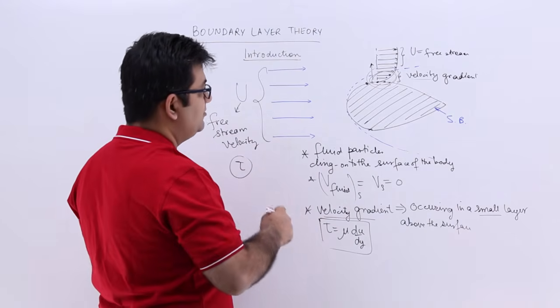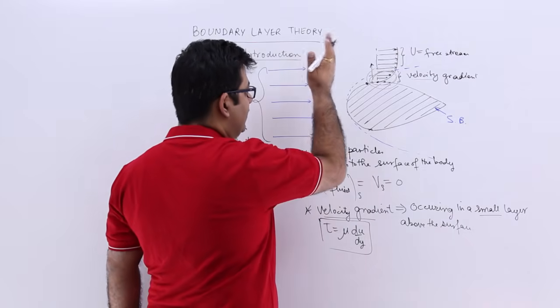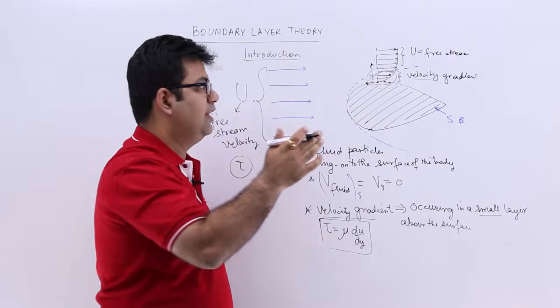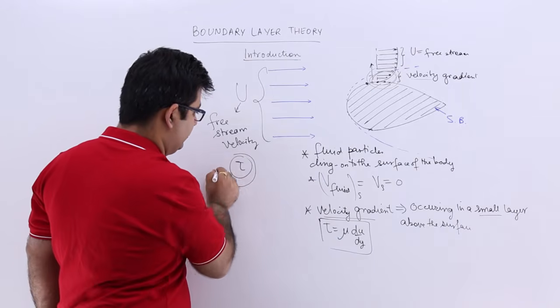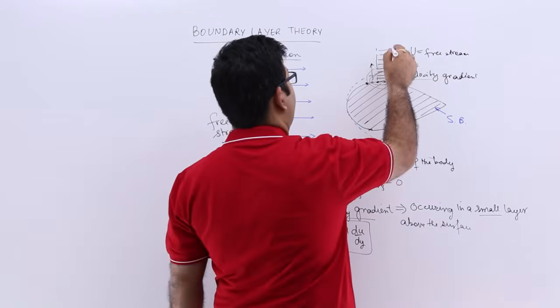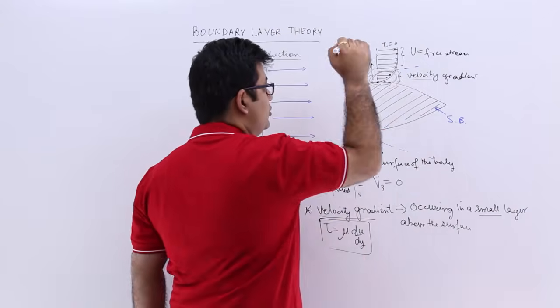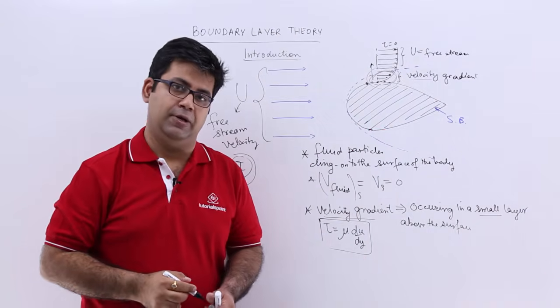If you go beyond this boundary layer, there will be no velocity gradient. This means there will be no production of shear stress. So there is no tau over here. Tau becomes 0 once you go beyond the boundary layer.